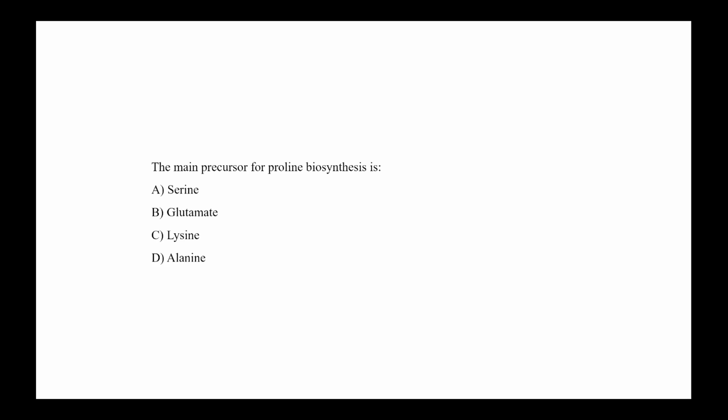Next question is, the main precursor of proline biosynthesis is option A, serine, option B, glutamate, option C, lysine, option D, alanine.